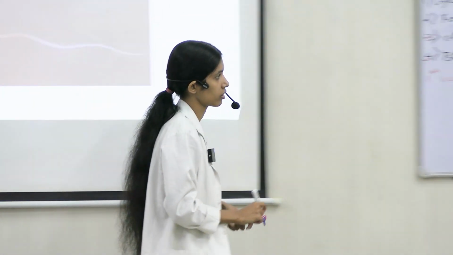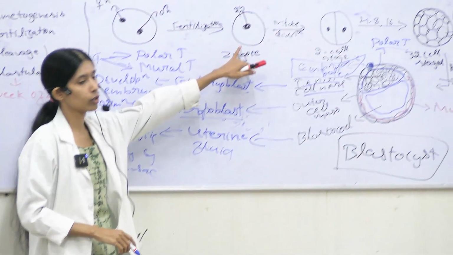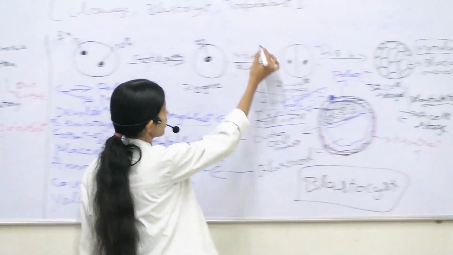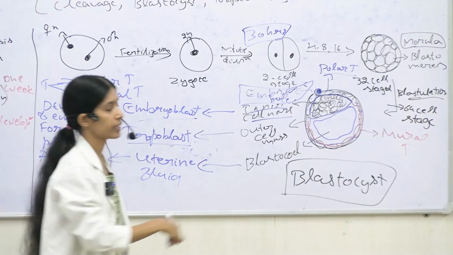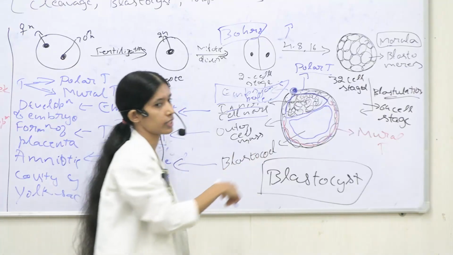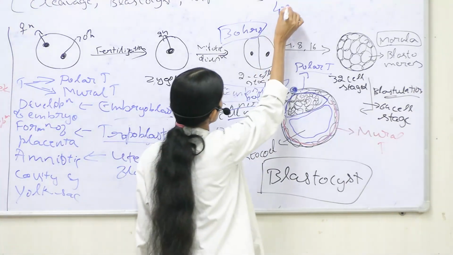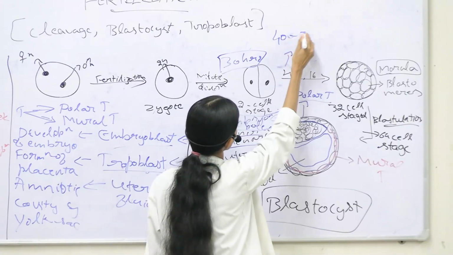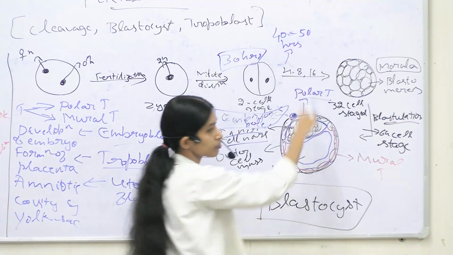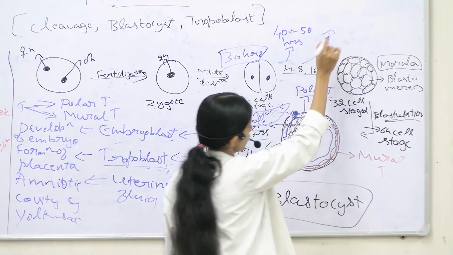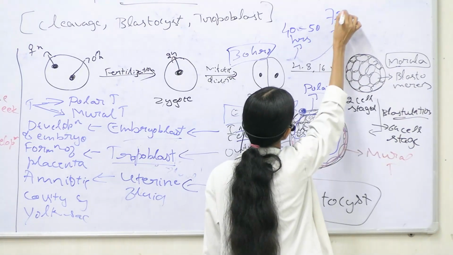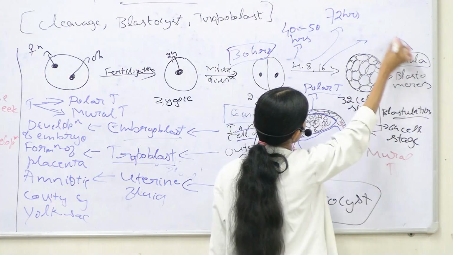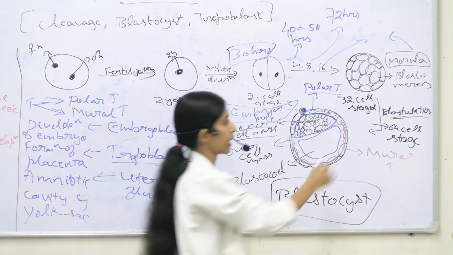So within how many hours will this take place? From the zygote to the 2 cell stage, it takes place in 30 hours. Then the 4 cell stage takes place between 40 to 50 hours. The 8 cell stage takes place around 72 hours, and the morula will form after 96 hours.